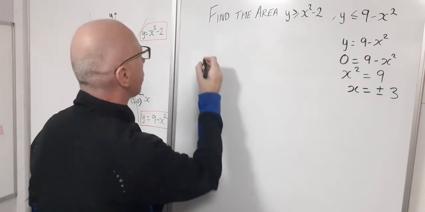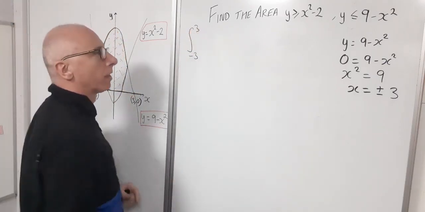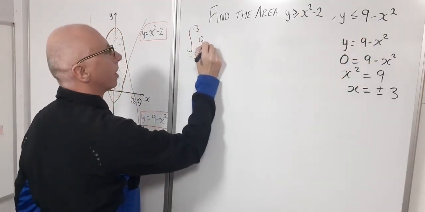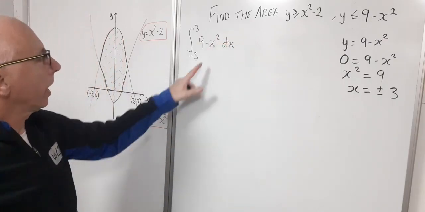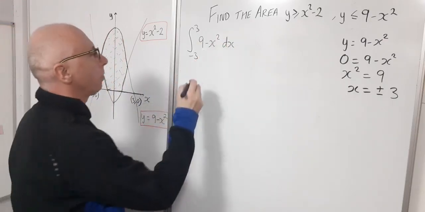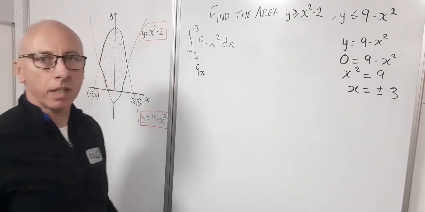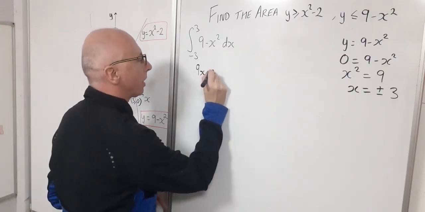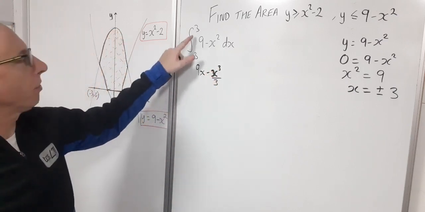So let's do that integral. So parameters minus 3 to 3. We've got 9 minus x squared, and integrate with regards to x. Okay, so integrate 9. We will get 9x and minus the integral of x squared, so we've got minus x cubed over 3, and then evaluated at minus 3 and 3.